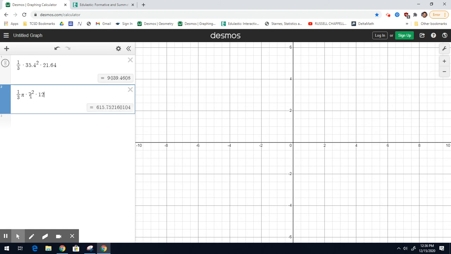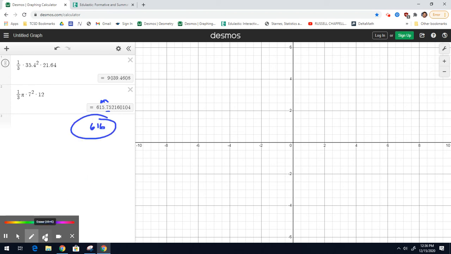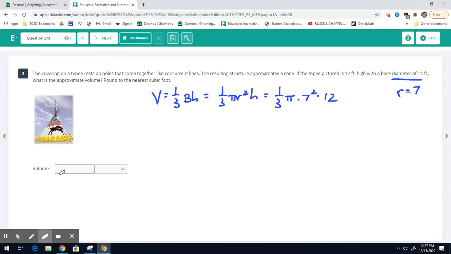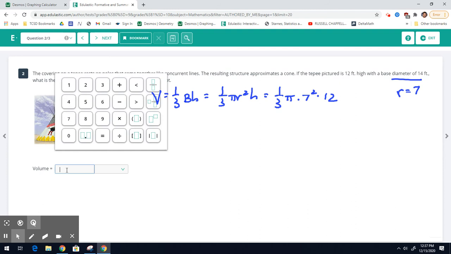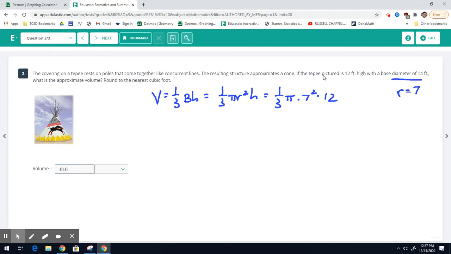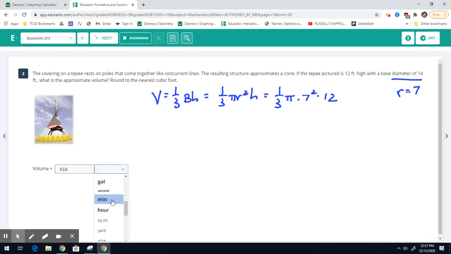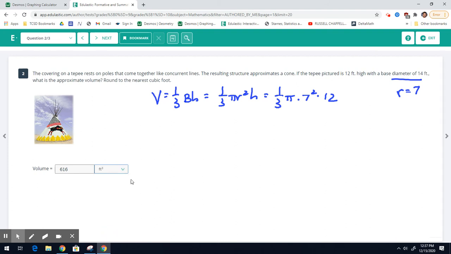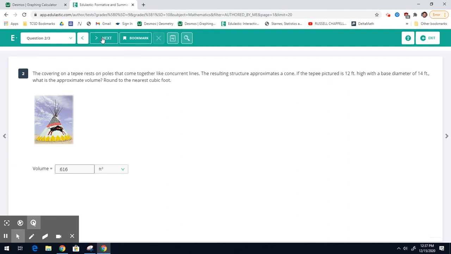I think it said round to the nearest cubic foot, so that means no decimals. So again, on here, the 7 does round the 5 up to a 6. 616, and that'll be cubic units. 616, and your units are feet, so cubic feet. And again, scroll all the way down to find the cubic units. Okay, two done, one more to go.